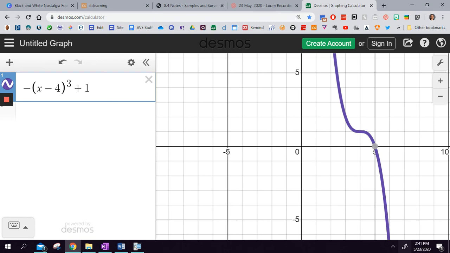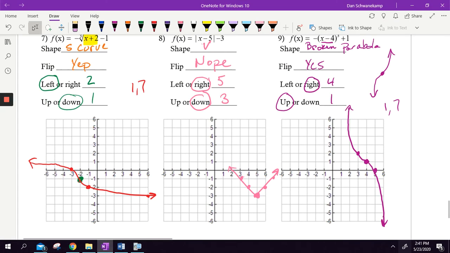Hope that makes sense. Graphing these are really important. Make sure we can handle that, learn the rules, and understand what's going on.